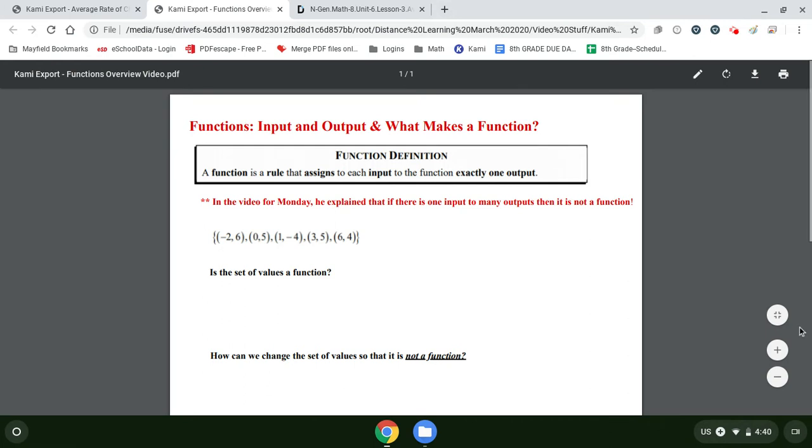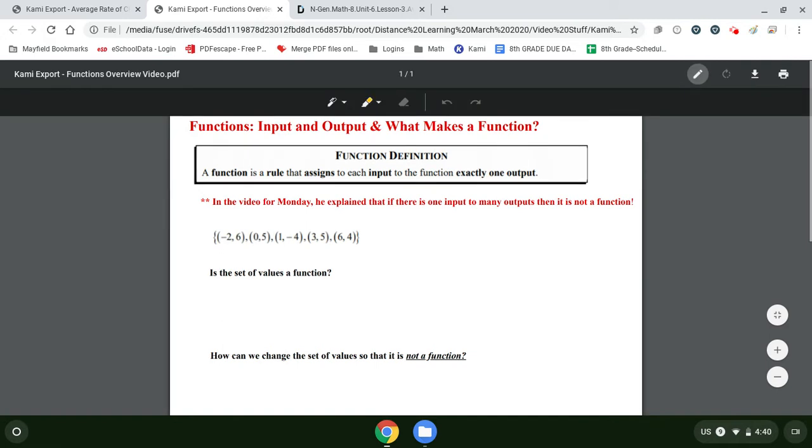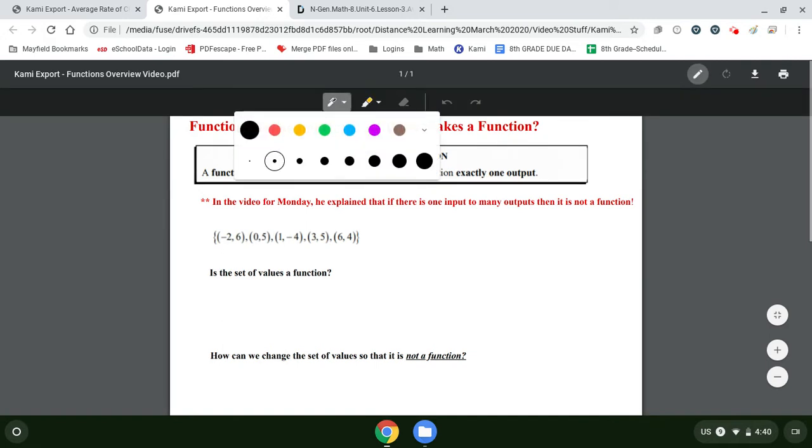Okay, I wanted to go over function input and output and what makes a function because these are two topics that a lot of people had questions about last week. So, first, to talk about input and output, the input is going to be the same thing as your x values or your domain. So, that's two other ways that we can use input.